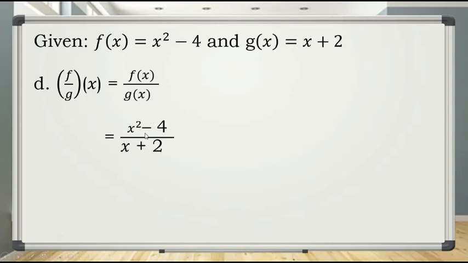i-expand lang natin tong difference of squares of the two binomials, which is x squared minus 4. The expanded form ng x squared minus 4 ay x plus 2 at x minus 2. Pwede kayong gumamit ng FOIL method ulit dito para makita nyo na ang product ng x plus 2 at x minus 2 ay x squared minus 4.